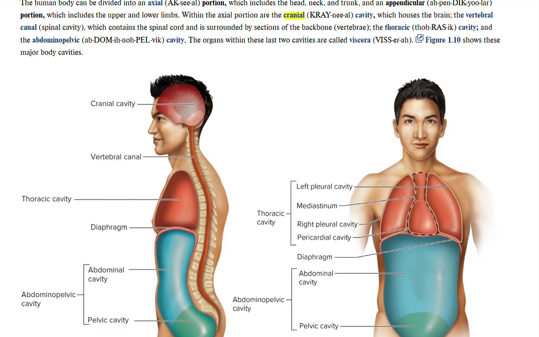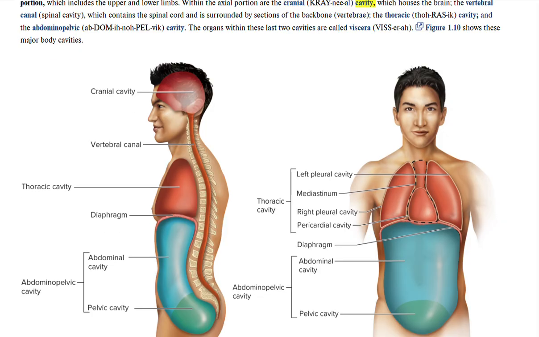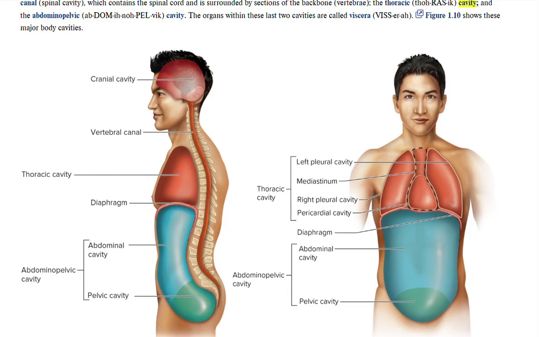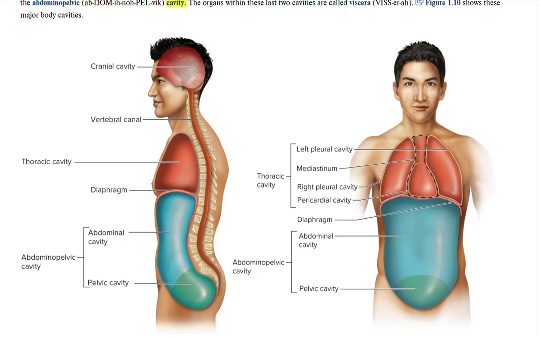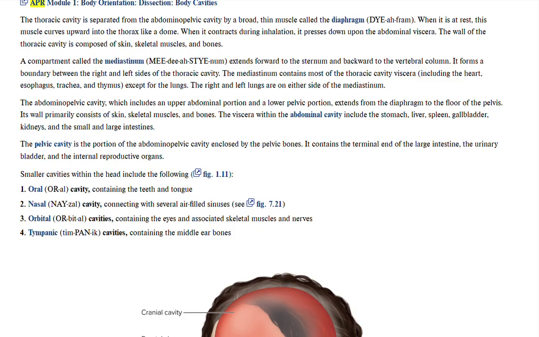Within the axial portion are the cranial cavity, which houses the brain, the vertebral canal, or spinal cavity, which contains the spinal cord and is surrounded by sections of the backbone, the vertebrae, the thoracic cavity, and the abdominopelvic cavity. The organs within these last 2 cavities are called viscera. Figure 1.10 shows these major body cavities. APR Module 1, Body Orientation, Dissection, Body Cavities.